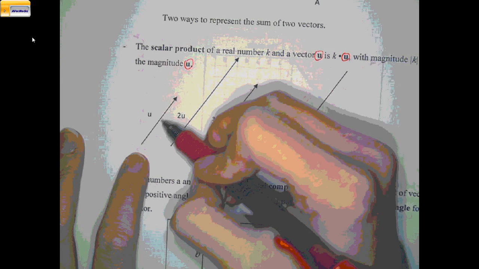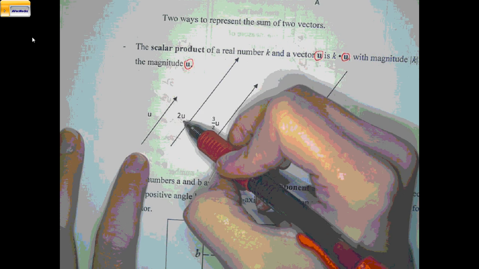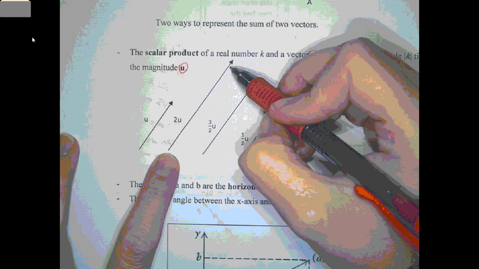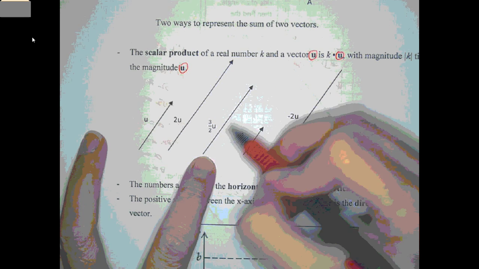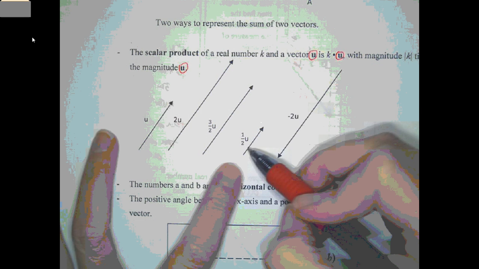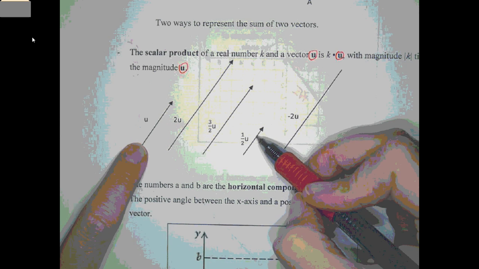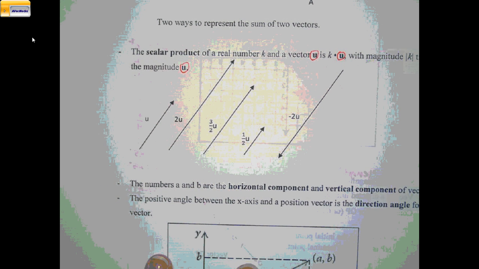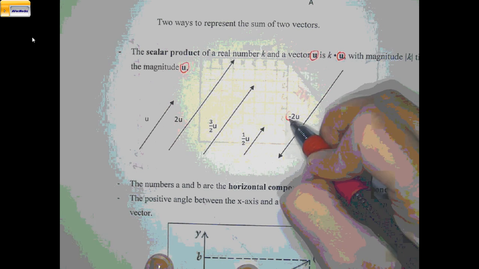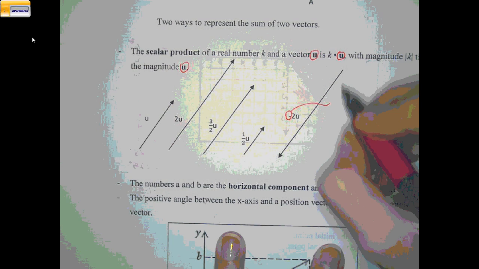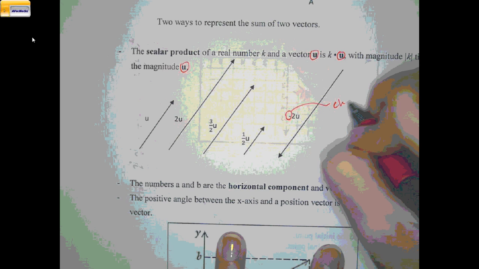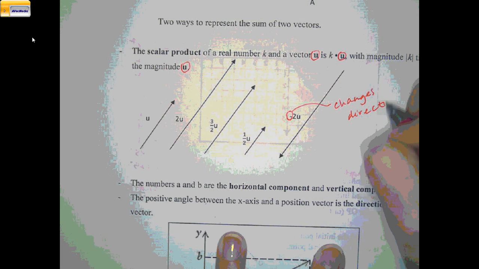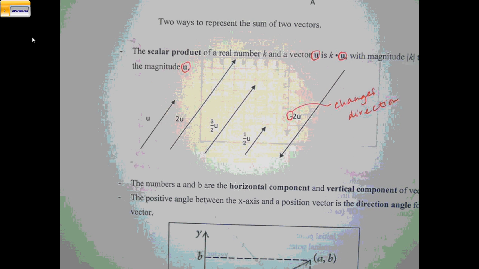This is u right here, vector u. If you have 2 times u, it's double the length. And remember, that could be speed, could be force. If you have 3/2 of u, it's just 3/2 of the length. Half of u, notice, is half the size of u. Negative 2u. Yes, it's double in length, but what else is different? Right, this negative makes it change direction. Changes the direction.